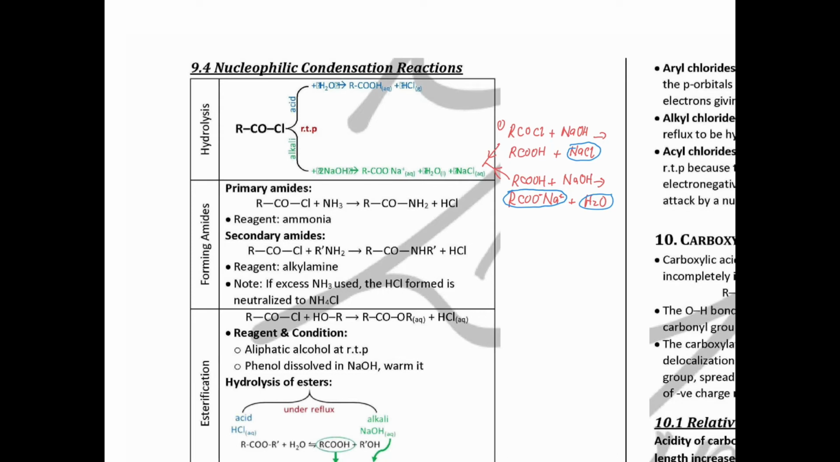So there are three products. Okay, so it is easier to think about it in two steps. The first step is similar to the acidic hydrolysis. Then the second step is neutralization. Okay, now the next one is forming amide.